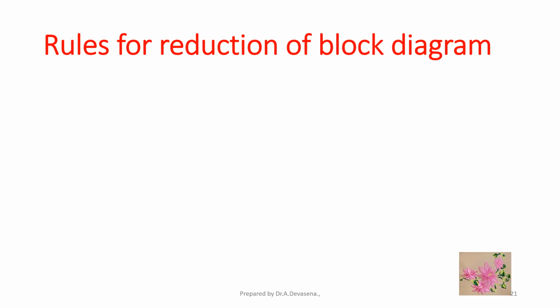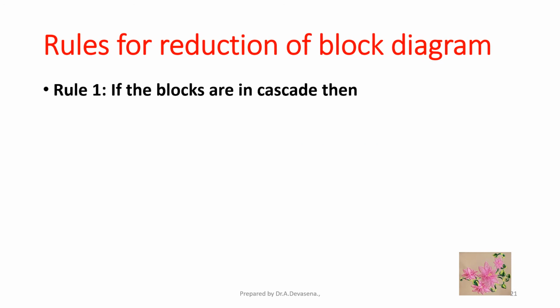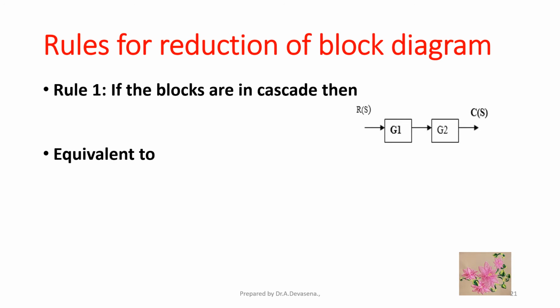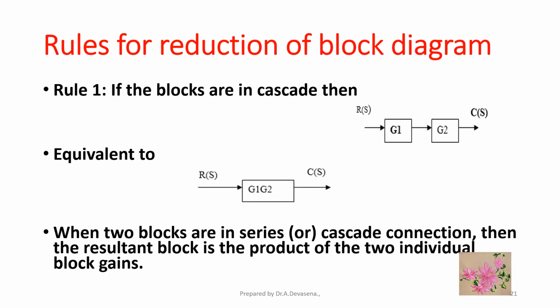Rules for reduction of block diagram. Rule number 1. If the blocks are in cascade, then this is the representation of two blocks G1 and G2 which are in cascade. This is equivalent to, here is the representation. When two blocks are in series or cascade connection, then the resultant block is the product of the two individual block gains.